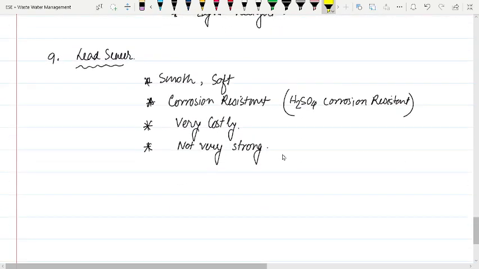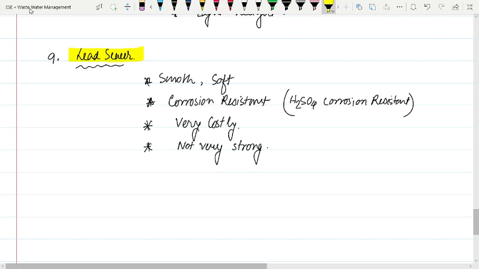Lastly, we consider lead sewers. Those are smooth and soft, that is why they can be easily constructed. They are corrosion resistant, mainly they can resist H2SO4 corrosion, so it can be used in an acidic environment. But it is very costly and not very strong. It is soft, so it can't take load, and it is very costly.